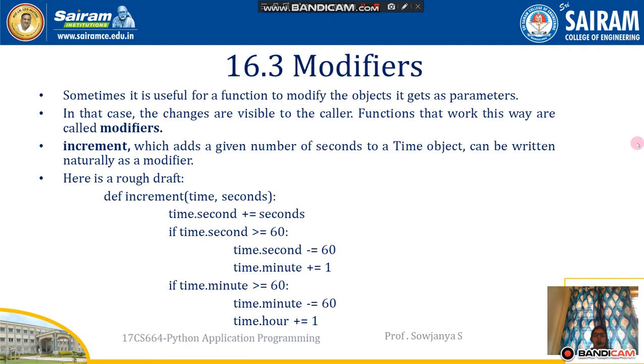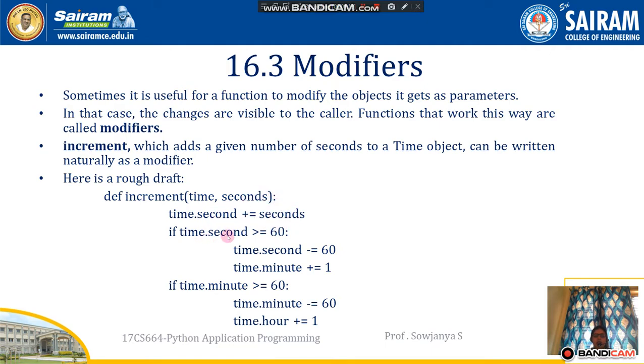Here we have the increment function, which adds a given number of seconds to a time object, and that can be written naturally as a modifier. So how can you do that? Look at this example. We have used the increment function, that is, we have time and seconds. Time dot second will be incremented by the seconds.